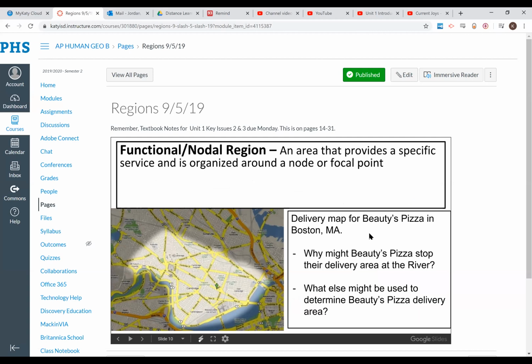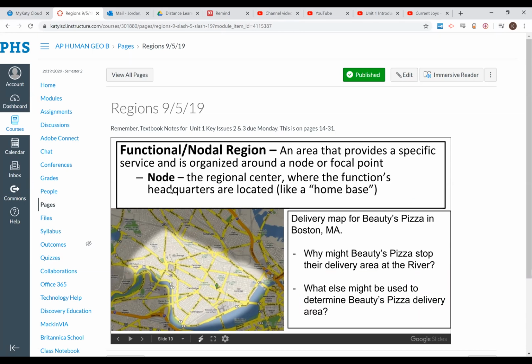Then there's functional nodal regions. That's an area that provides a specific service and is organized around a node or a focal point. So this is a delivery map for Beauty's Pizza in Boston, Massachusetts, all right? The green arrow right there is exactly where Beauty's Pizza is located. The non-darkened area is where they deliver pizza to, okay? That means that the green area is the node, the regional center where the function's headquarters are located, like a home base, okay?